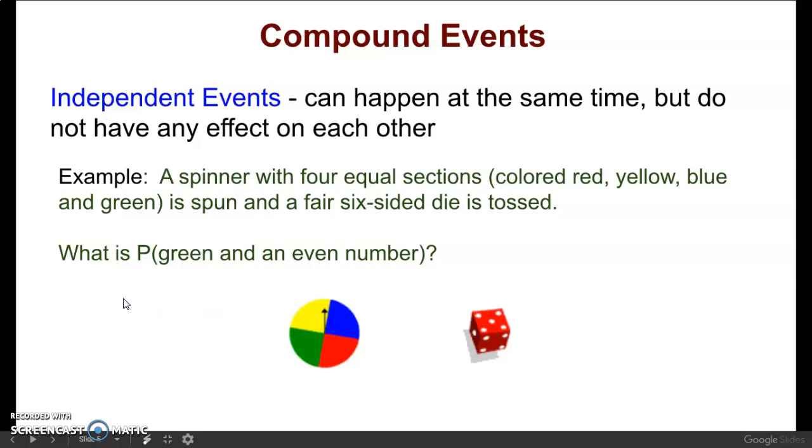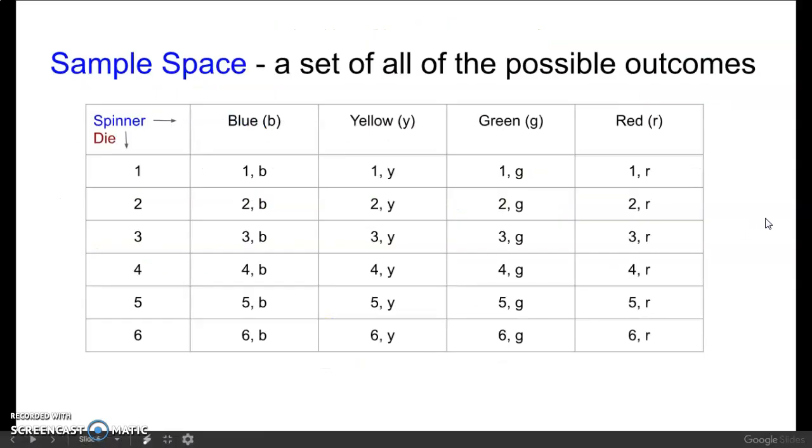All right, so here's the question. What is the probability of getting green and an even number at the same time? Let's take a look at this. What I'd like to do is introduce you to the term sample space. In statistics, a sample space is a set or a list of all of the possible outcomes.